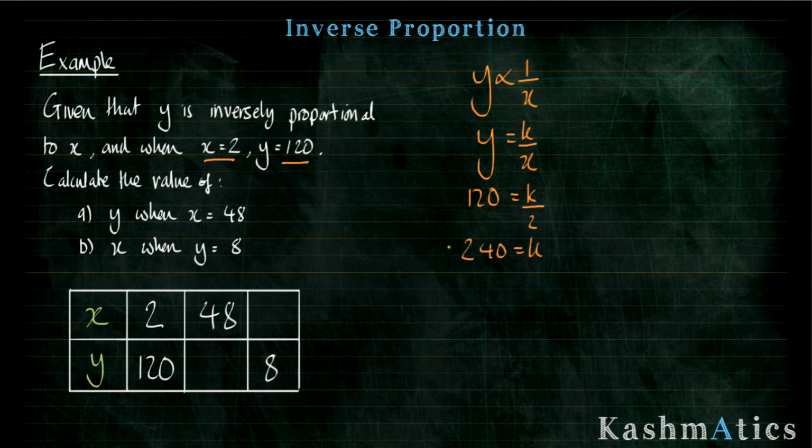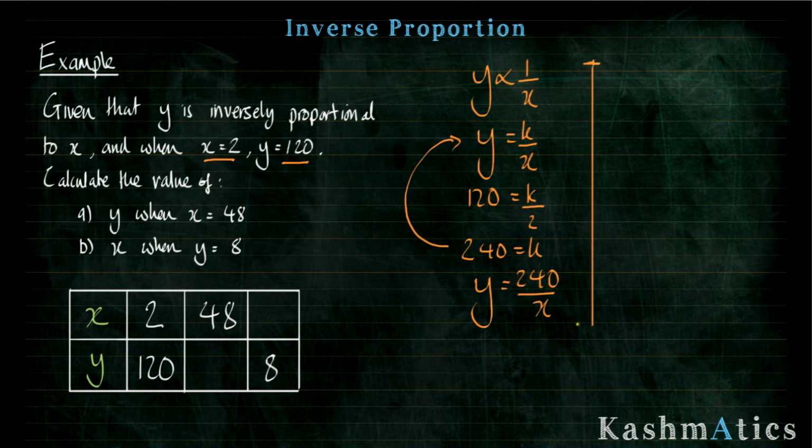Now at this stage here, I'm going to replace the k to turn this into a proper equation. So y is equal to 240 over x. Okay, so this is a really important stage to reach because now we've got the exact relationship between y and x. So what we can do now is fill in the numbers in the table.